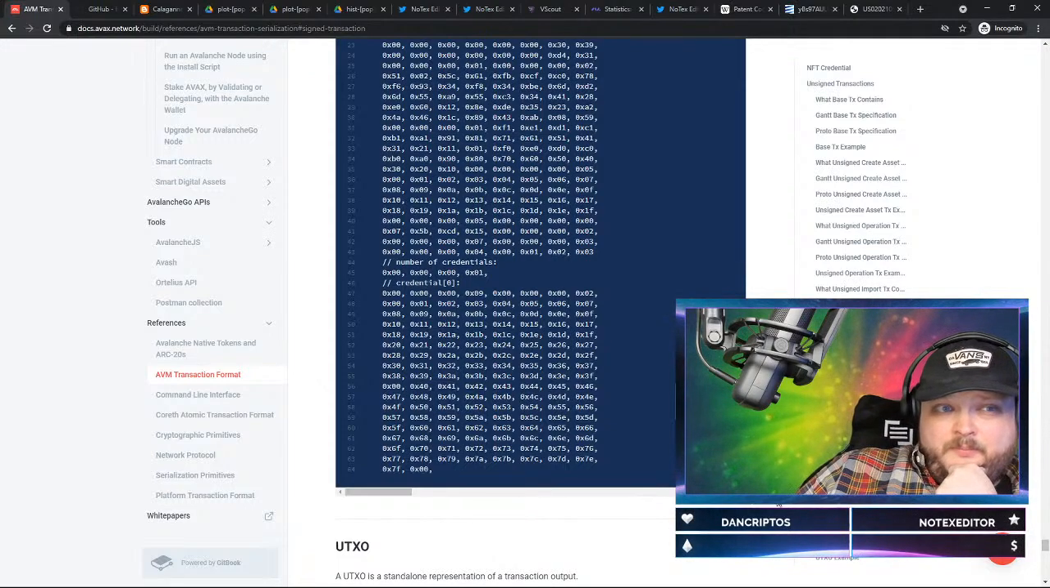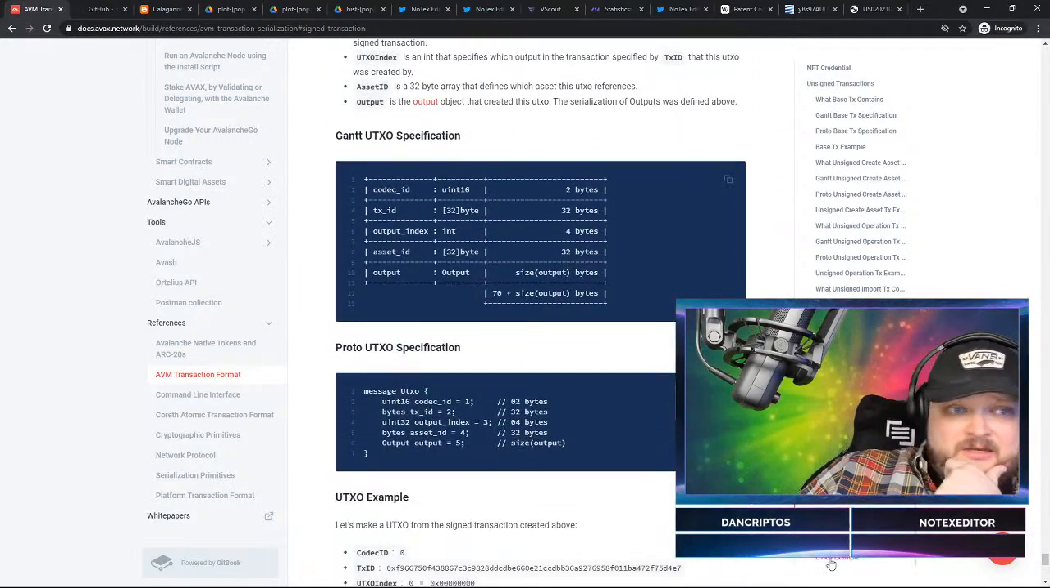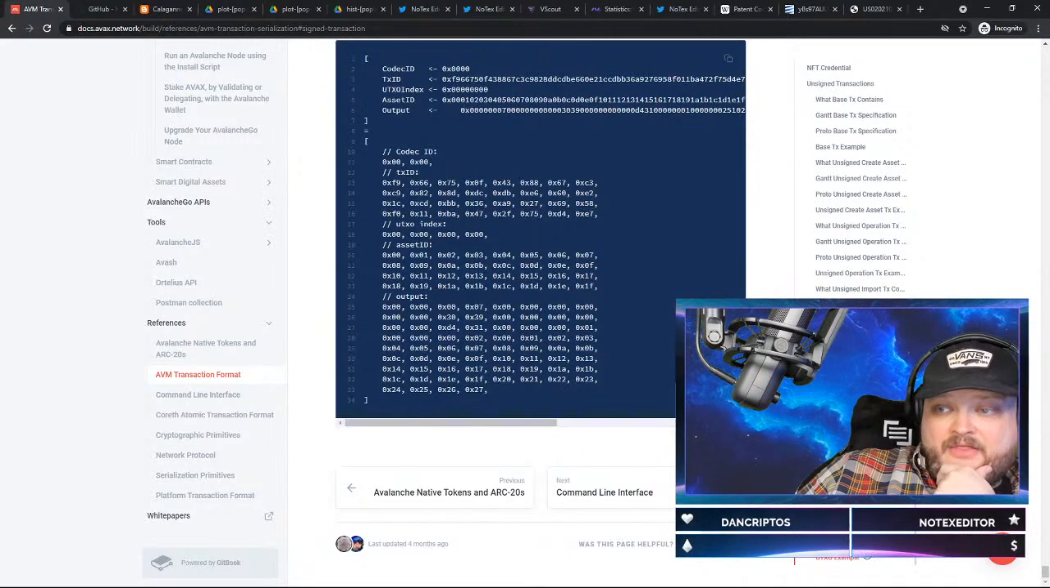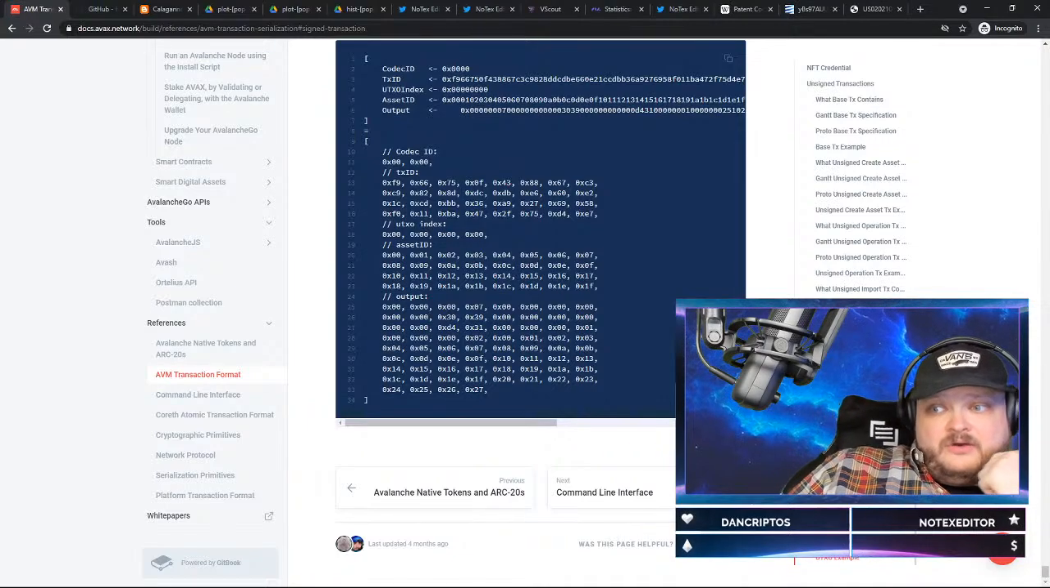So I'm going to stop here, but I will say this. The transaction format for the X-Chain is really not that bad, but it does kind of telescope outward in, and you have to have the fundamental concepts.